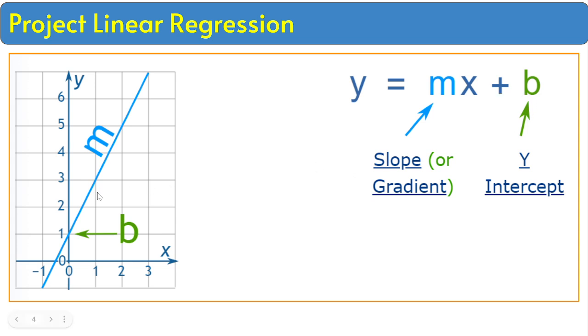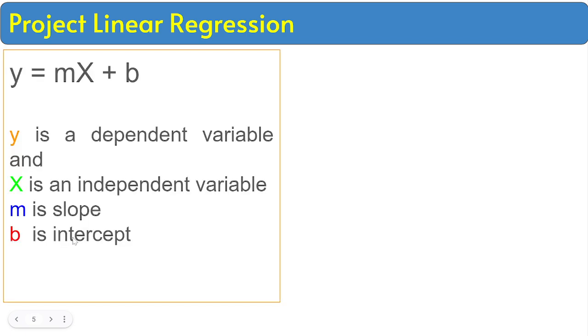If you see this graph, it shows y is equal to mx plus b. This is the slope and the straight line, or you can say the linear regression line, and here b is the intercept. It is the intercept of y. So this is the equation which I have already discussed. y is equal to mx plus b. y is the dependent variable and x is the independent variable. m is the slope and b is the intercept of y.